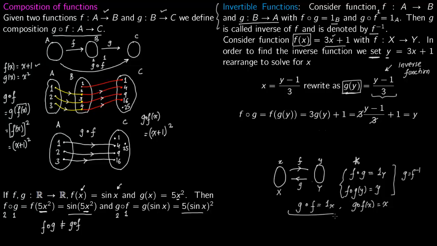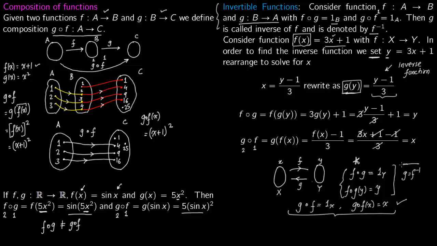Now we have to satisfy this equation. So g of f. You first apply f and then you apply g. So g of f of x. Instead of y, you write f of x. So you get (f of x minus 1) by 3. f of x is nothing but 3x plus 1. So you plug in 3x plus 1. This cancels out. You have 3x by 3. 3 cancels out. You get x. So g of f of x is x. And therefore this is proved. So you have g equal to f inverse. So finding an inverse function is not a complicated task.